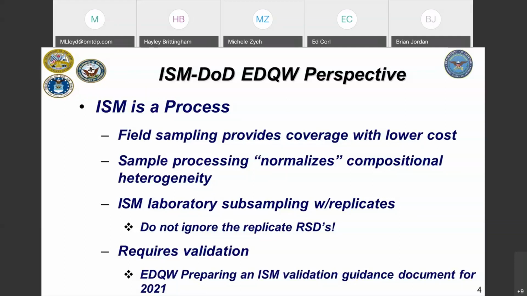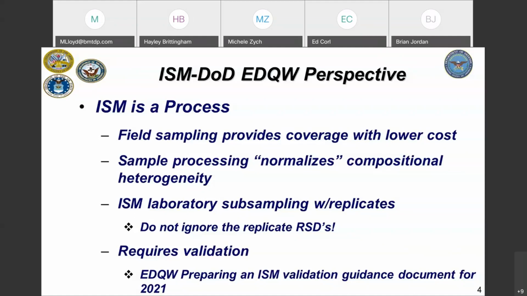So ignoring high RSDs defeats the purpose of wanting to use incremental sampling, quite frankly. We've seen high RSDs of 80, 100%. We've seen RSDs even higher than that. And obviously, when you get precision like that, it means that you are not getting representative results. And as Haley said, you're probably going to have to go back and resample.